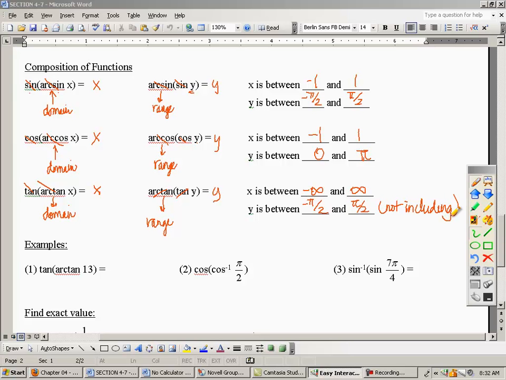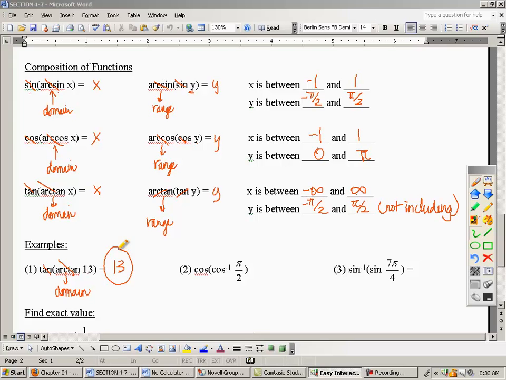Okay, so here's what it means. For the arctangent, if you look on the inside, we're talking about the domain. The domain of an arctangent is between negative infinity and infinity. Because 13 is in that domain of negative infinity to infinity, my answer then is 13.